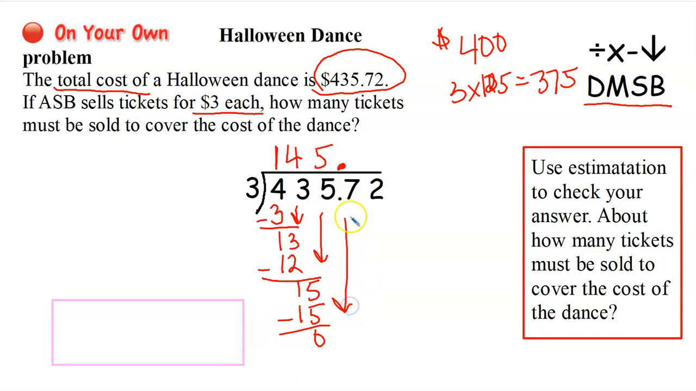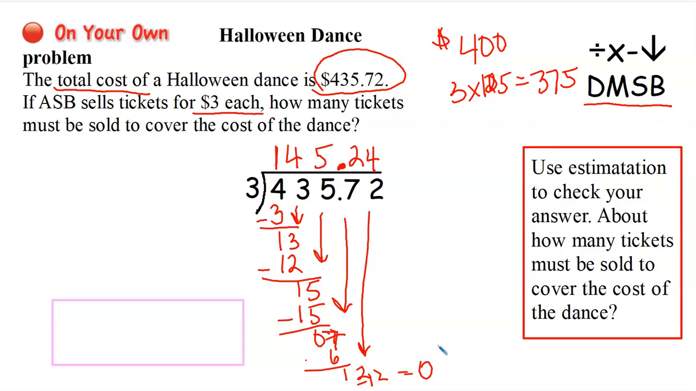Bring down the 7. Notice I'm not putting any decimals in my work. I'm just ignoring the decimals and pretending it's all whole numbers. There's a 7. 3 goes into 7 2 times, which is 6. I'm running out of space, and now I'm going to bring down the 2. And 3 goes into 12 4 times. And when I subtract 12, I'm running out of room.